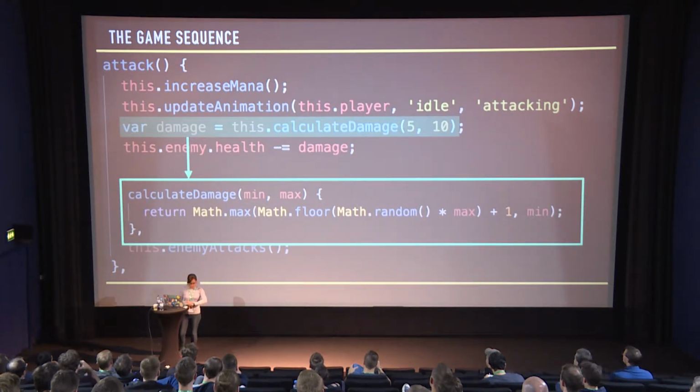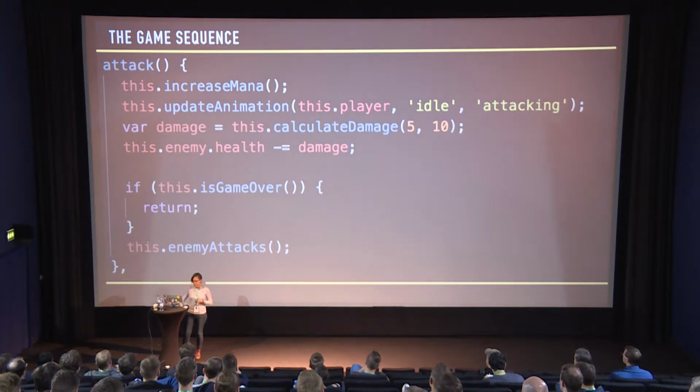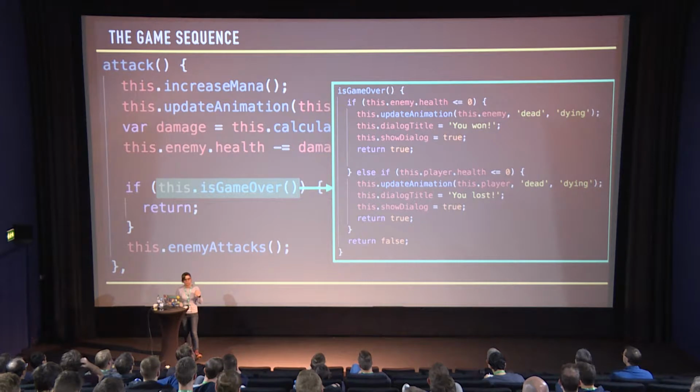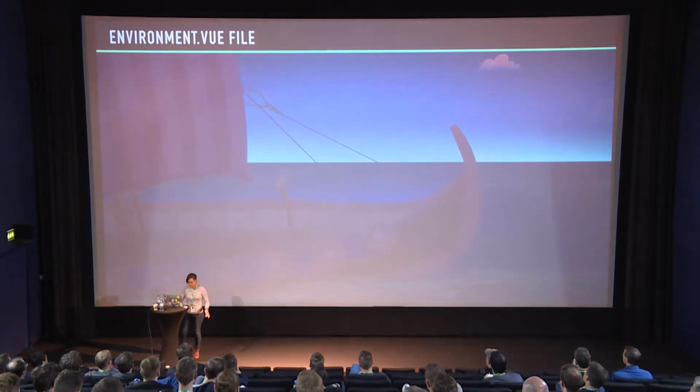After that, we are using this calculate damage method, which basically just generates a random number between a minimum and a maximum, and we apply that damage to the enemy health. After that, we check if the game is over, basically just by comparing the number that we have on the health of each one of the characters. And if any of them has died, we update the dialogue that we display at the end of the game to either you won or you lost. We actually update the animation first to be dying and then dead, and then we display that modal that can allow you to start a new game. If the game is not over, we trigger the enemy attack, which basically does the same thing.